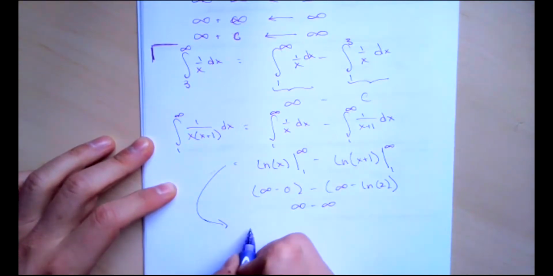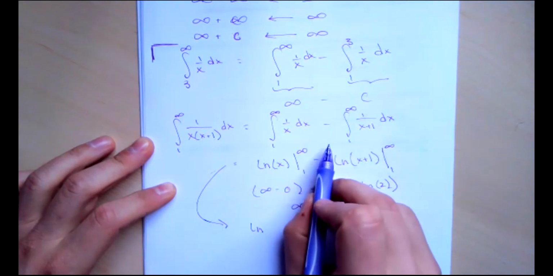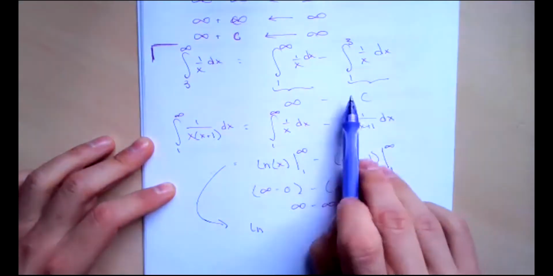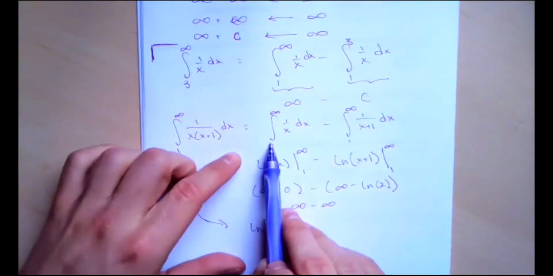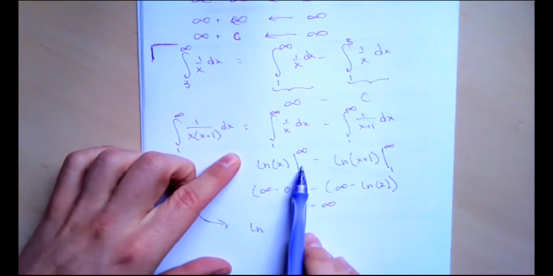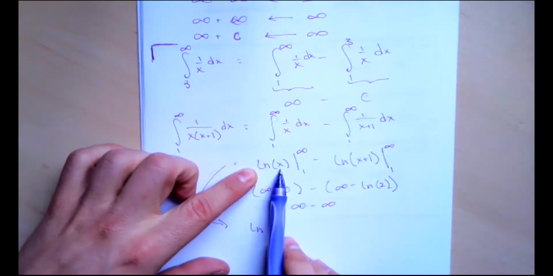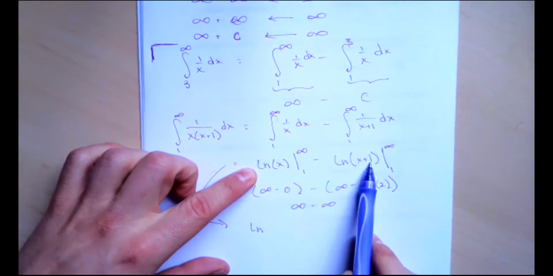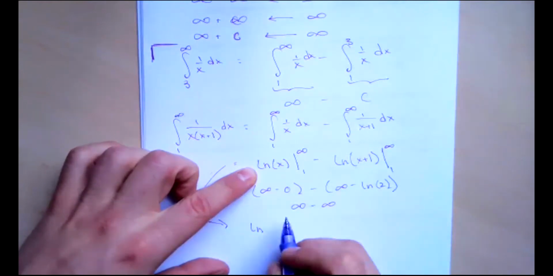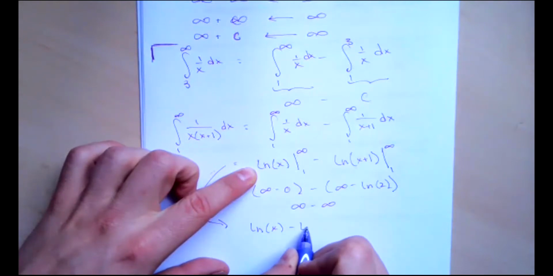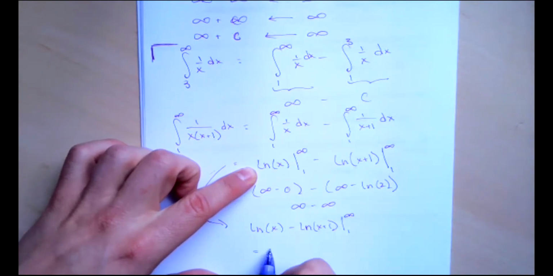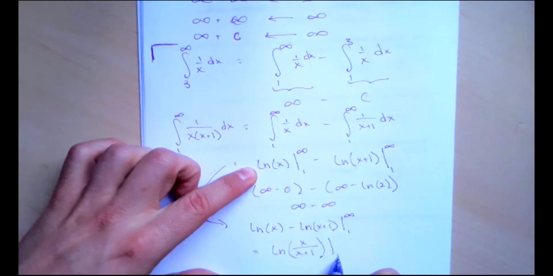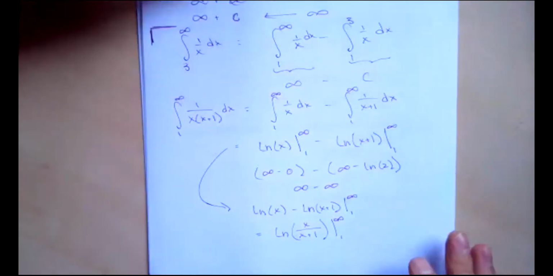Here, what we want to do is write it as natural log of x. You could either consider combining those, 1 over x minus 1 over x plus 1, in the same integral, or after we do the integration, you can think, well, this is just natural log of x minus natural log of x plus 1, all evaluated from 1 to infinity. So if we think about it that way, we get this guy, using our natural log rules.